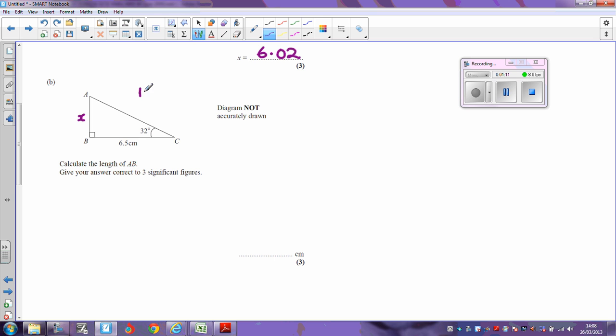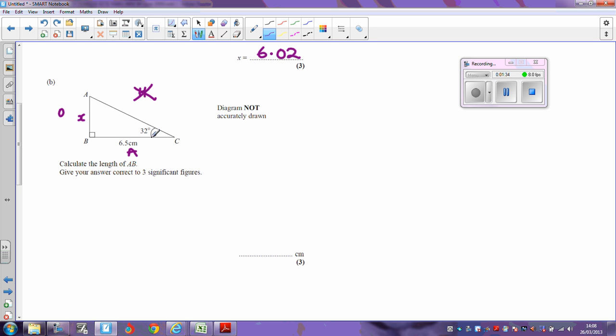Let's label the sides first of all. The hypotenuse is always the longest side and it's always opposite to the right angle. The 32 degrees, the side opposite that is the x. And this one is the adjacent. Okay, so let's have a look at the two sides that we're interested in. Well, the one that we're definitely not interested in is the hypotenuse. We don't know it, and we don't want to know it either.